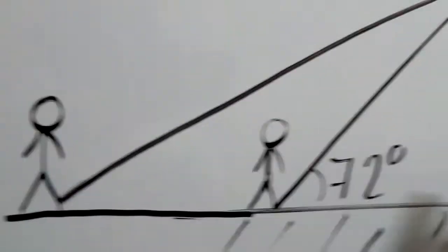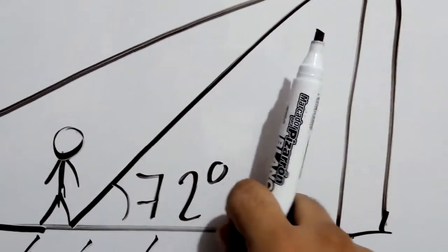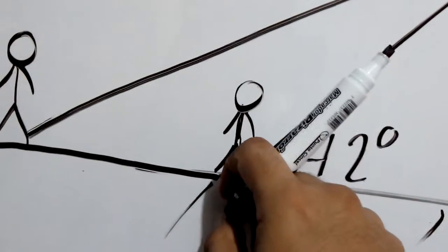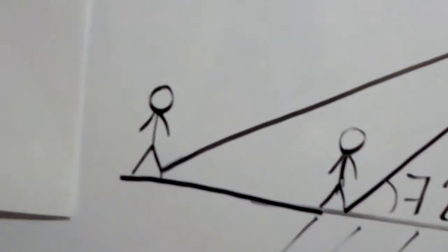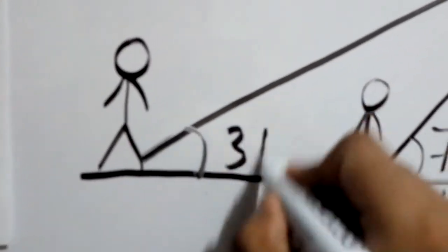If you were moving in this direction, the angle would be getting larger. So you can see that you are going in this direction because the angle is getting smaller, and it makes sense because you are getting away, not getting closer to the tower. So this is 31 degrees.